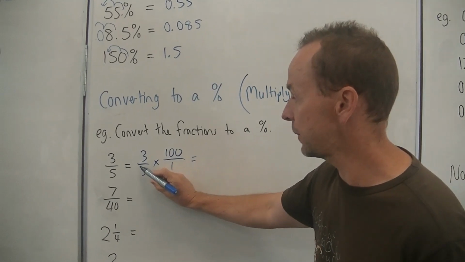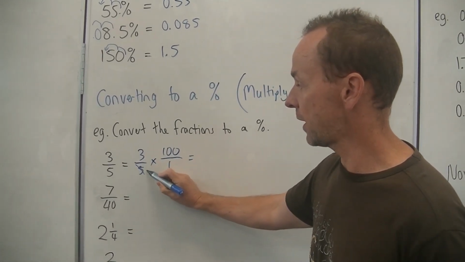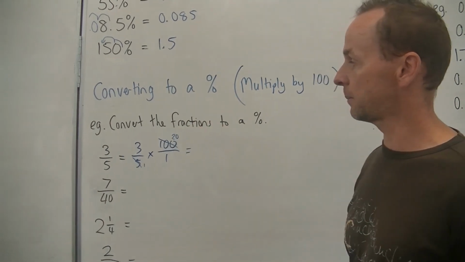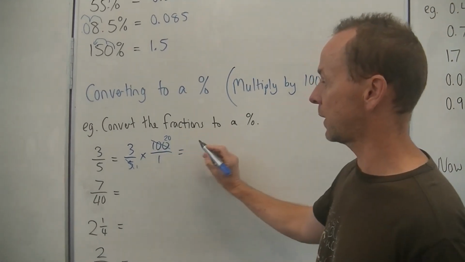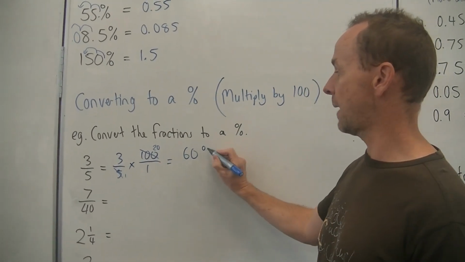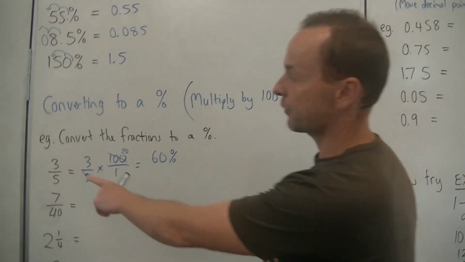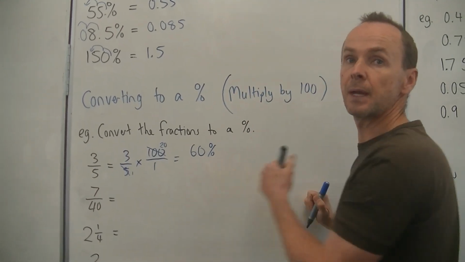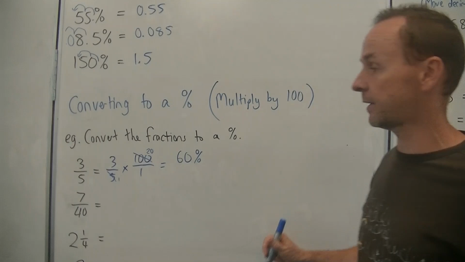But hopefully you can see we can cancel first. So 5 goes into 5 once, 5 goes into 100 20 times. So now it's just 3 lots of 20, which is 60 over 1. So we'll just leave it as 60 and put the percent sign in. So 3/5, if you got 3 out of 5 on a test, you got 60%. And that makes sense using common sense.